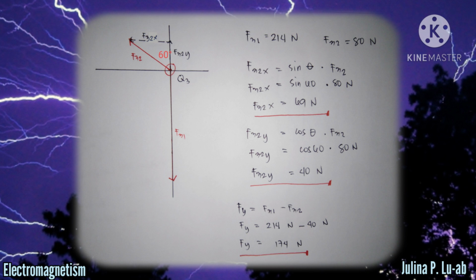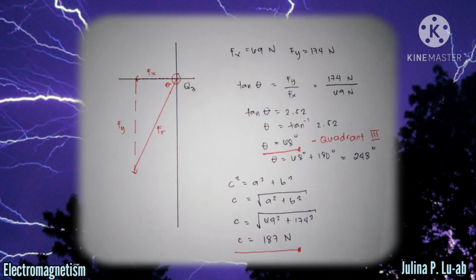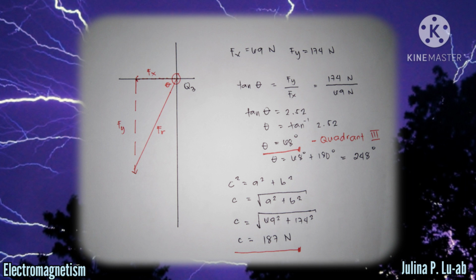Because we have two values on the y-axis, the 240 Newton and the 40 Newton, we need to subtract the two, and now we have 174 Newton. To have a clearer look, we have an Fx of 69 Newton and an Fy equal to 174 Newton. To find theta of our resultant force, we use the trigonometric function: tangent of theta is equal to Fy over Fx. So tangent of theta is equal to 2.52. The inverse tangent of 2.52 is 68 degrees below the negative x-axis. Plus 180 degrees, we have 248 degrees, located in quadrant 3.